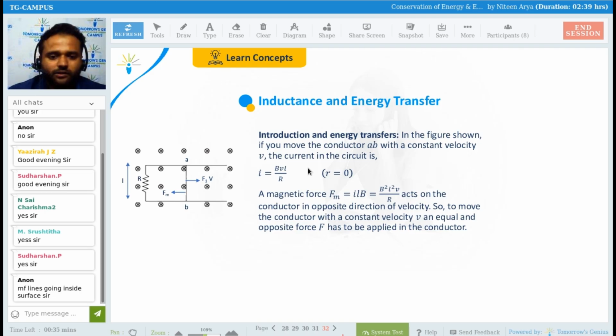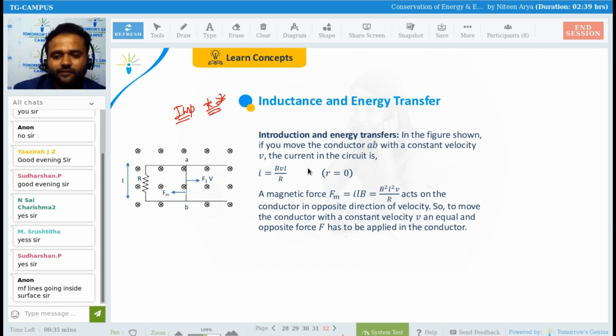Now we talk about inductance and energy transfer, and that is going to be very, very helpful for you guys in AC, alternating current, which is the next chapter. So let's see what it is.